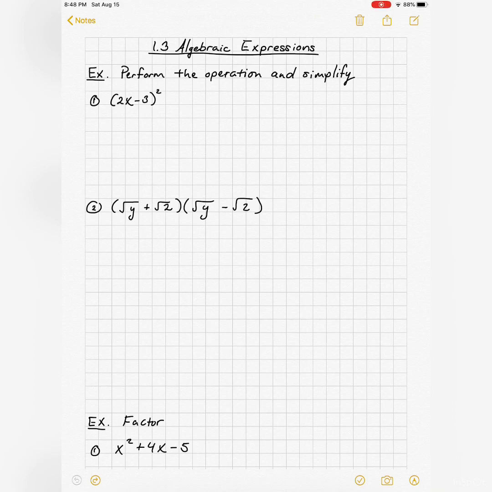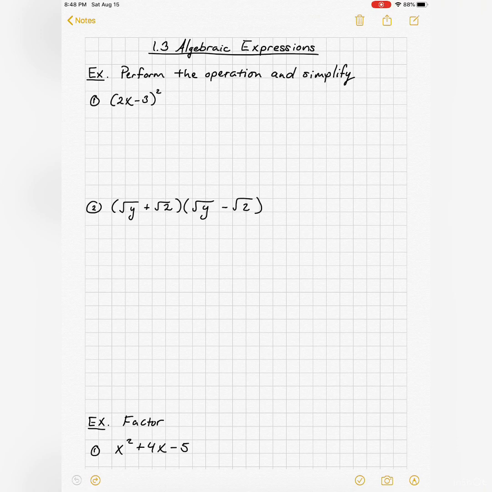1.3 is another nice little review section. It looks at some different things we can do with algebraic expressions. So I'm going to kind of pick and choose here. Some of these are pretty easy. So let's make sure everyone remembers this one.